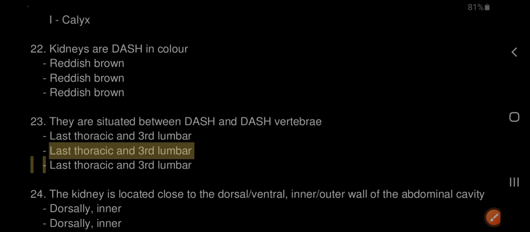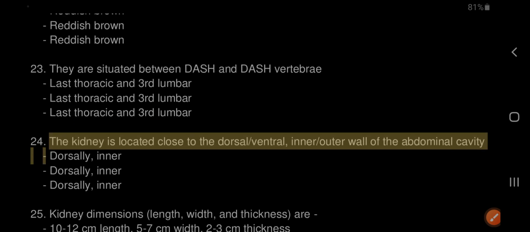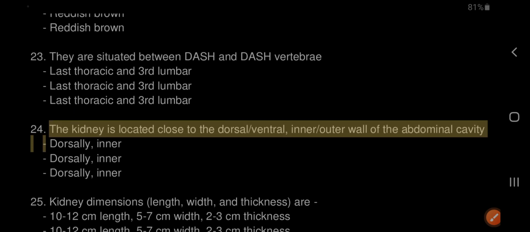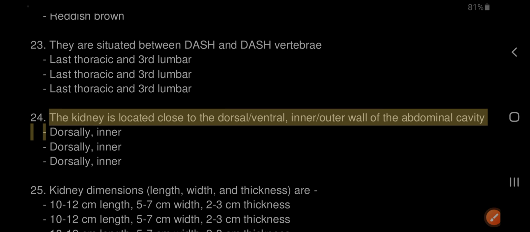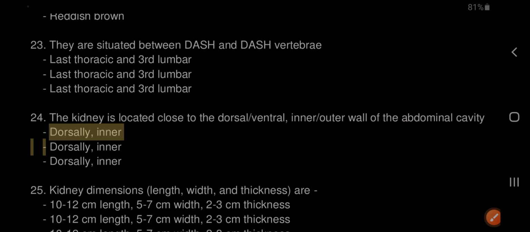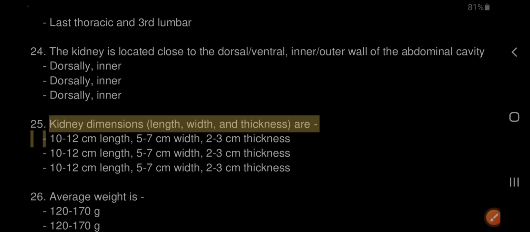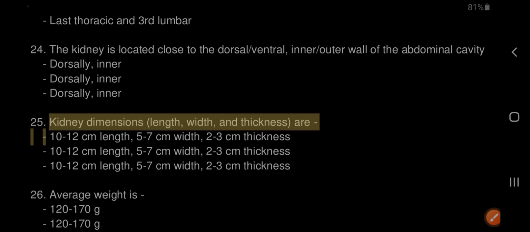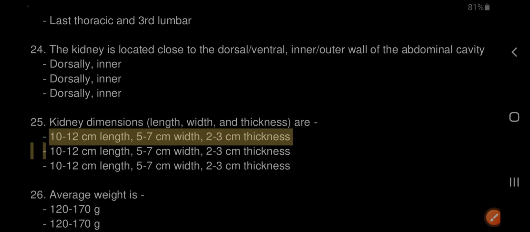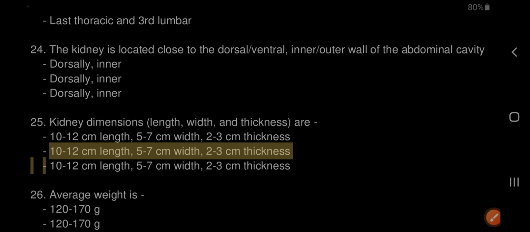24. The kidney is located close to the dorsal inner wall of the abdominal cavity. 25. Kidney dimensions: 10-12 cm length, 5-7 cm width, 2-3 cm thickness.